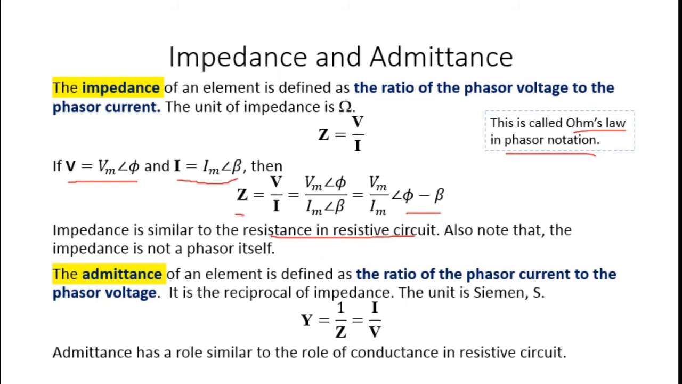Next is about the admittance. Admittance is defined as a ratio of phasor current to phasor voltage. It is the reciprocal of impedance. The unit for admittance is Siemens, or S, in capital letter. It is similar to the conductance in the resistive circuit.